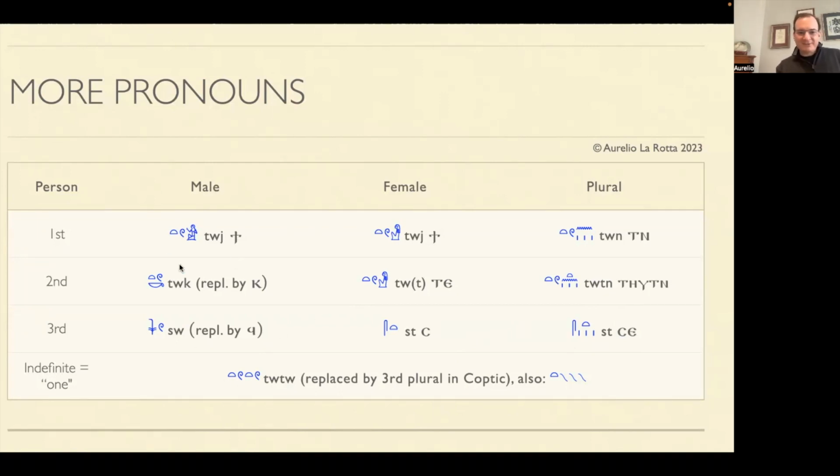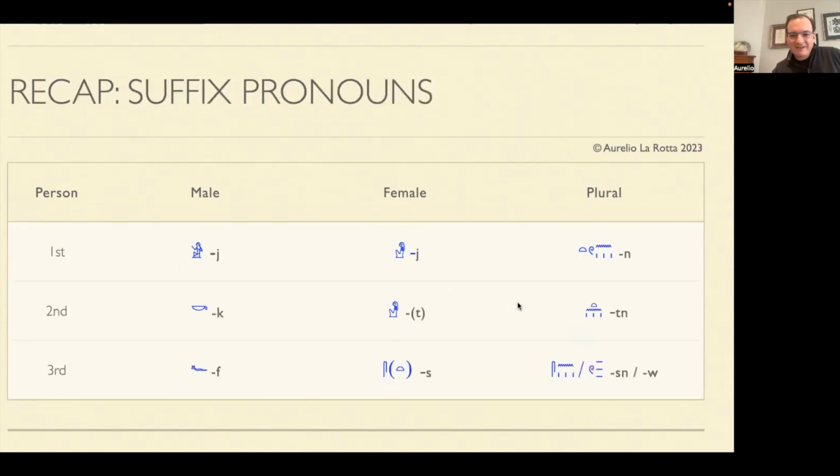Okay, anybody notice how these pronouns are formed? There's something interesting about them. Yes, from suffix pronouns. That's right. It's just tu plus the suffix pronoun. So if we quickly recap from last week, these were the suffix pronouns that you can glue after nouns or prepositions.